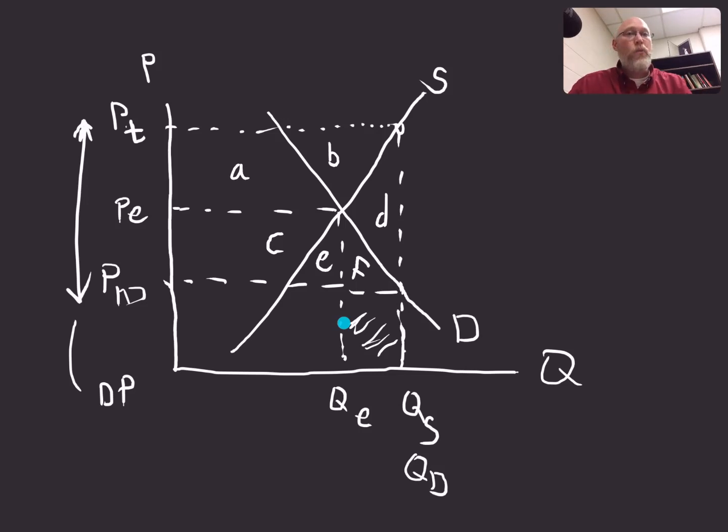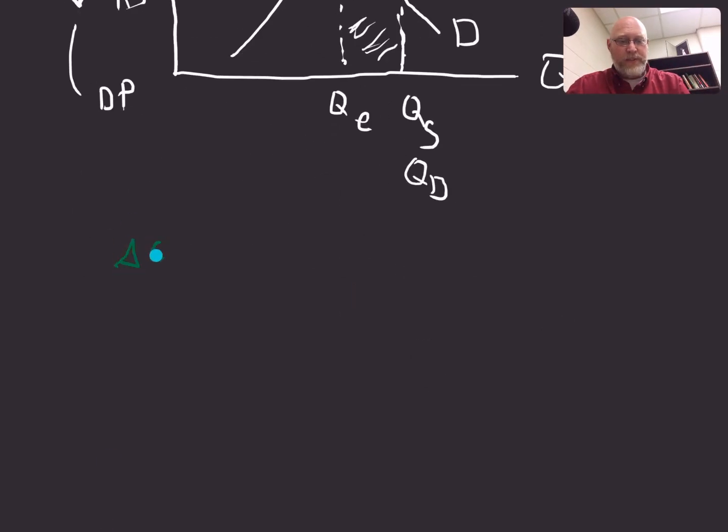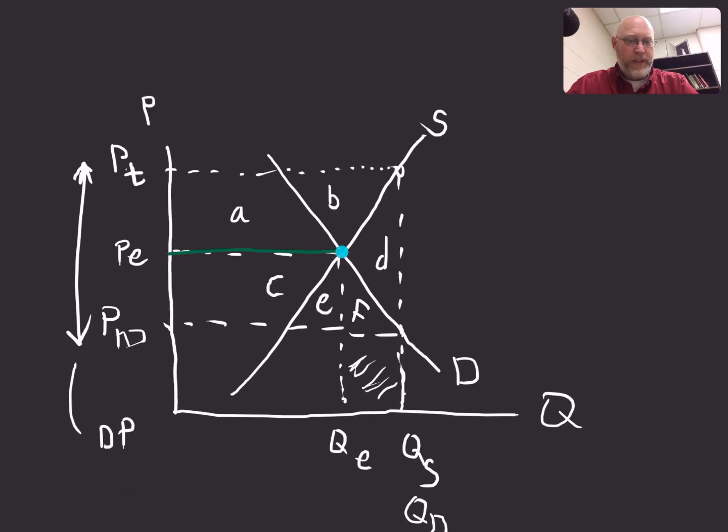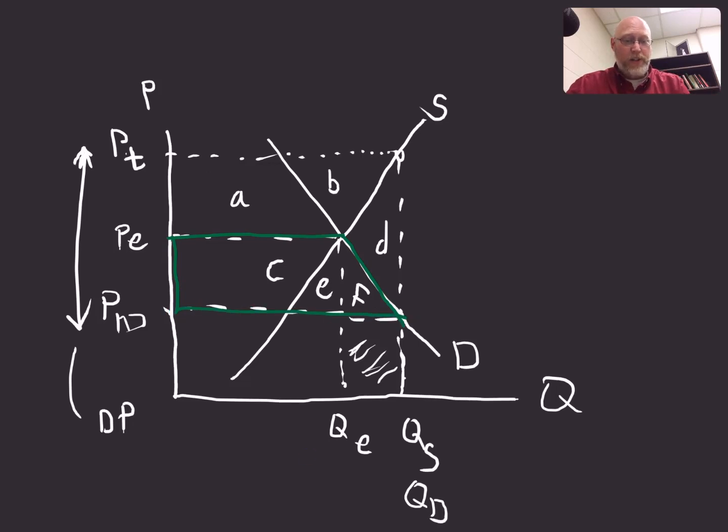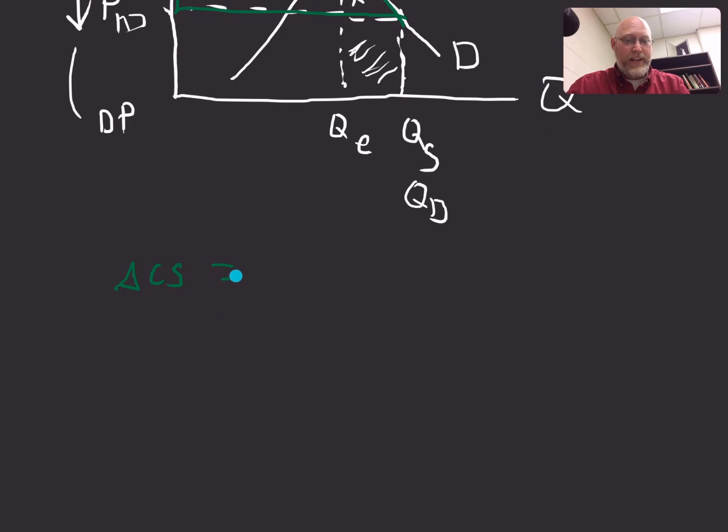And we're going to walk through our welfare analysis, and let's start off by trying to find the change in consumer surplus. So the change in consumer surplus is going to be this area here. And it is a positive number because the consumer is paying less for whatever this is. So the consumers are going to gain area C plus E plus F.